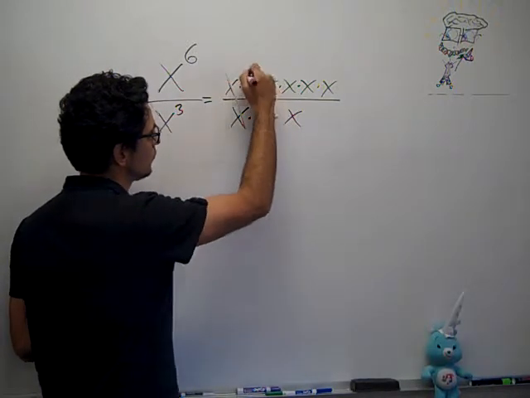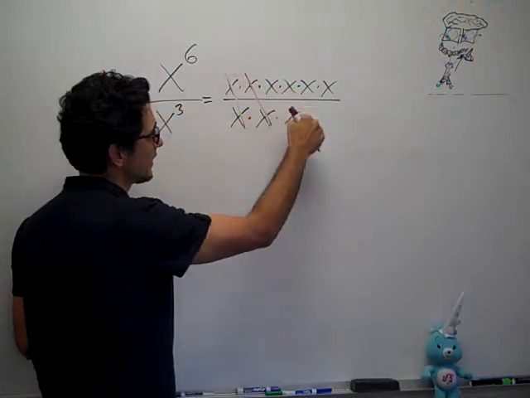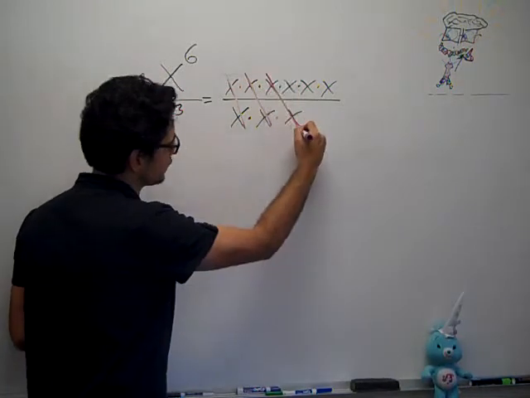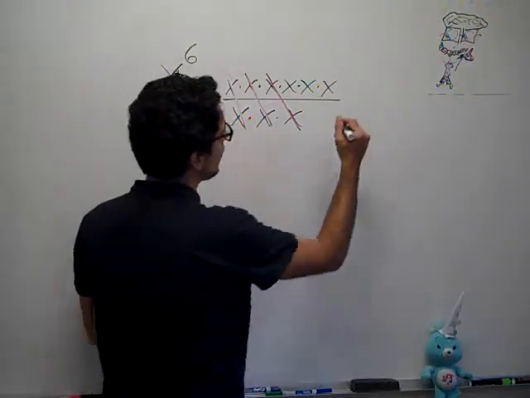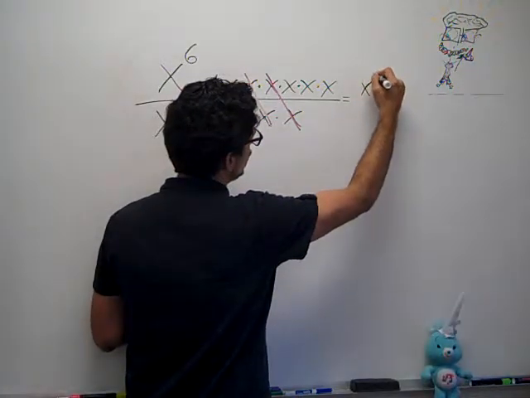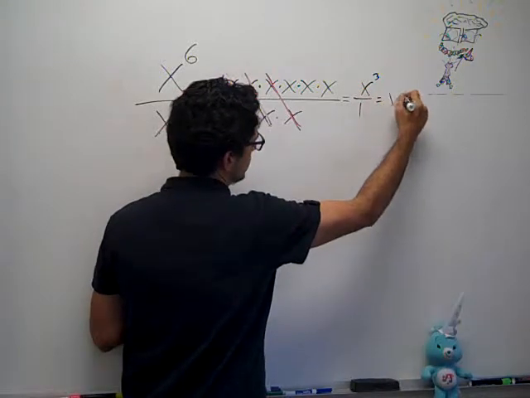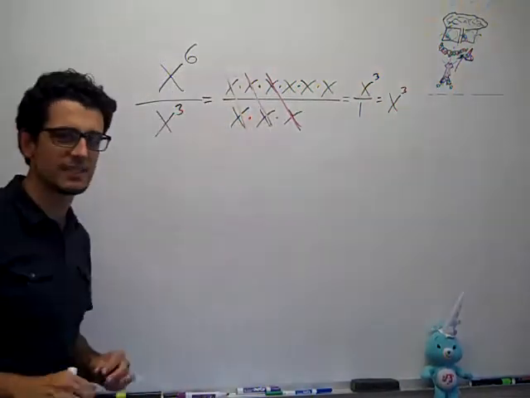What's x divided by x? Well, it's 1, so that can cancel itself out. What's x divided by x? Well, yeah, that's right, it's 1, so I can cancel that out. So I'm left with 3 x's. And so how would I write that? Well, I can write it as x cubed over 1, which is really equal to x cubed. I hope that's making sense.